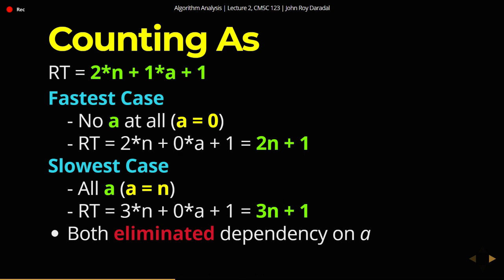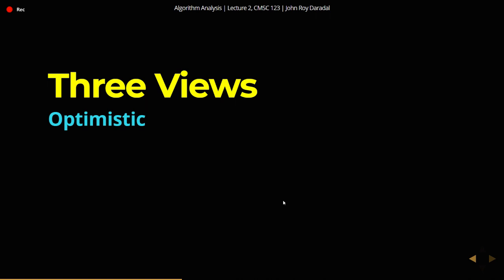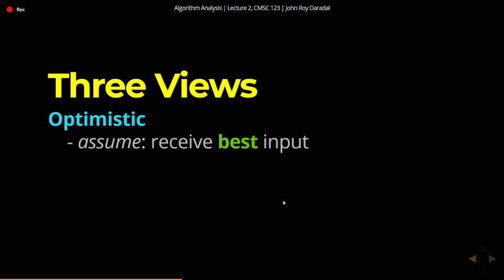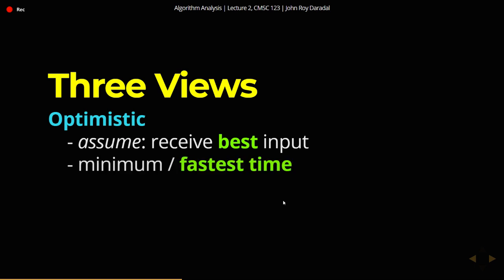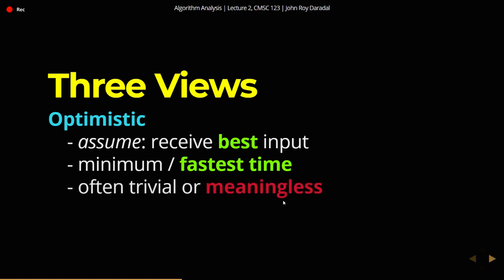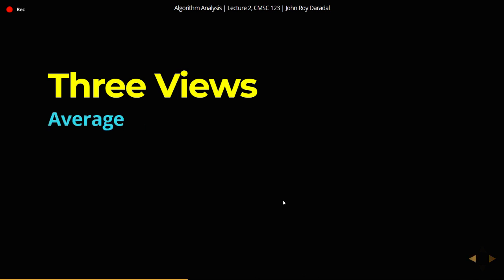So that is what we'll do to eliminate our dependence on the input structure. We'll have to make some assumptions. There are three views that we could take. We could be optimistic about it, and by that we mean we could assume that we'll receive the best input, so we'll get the minimum or the fastest running time. However, this is often trivial or meaningless because we don't necessarily get the best input all the time. Even if you assume that you'll get the best input, you're not guaranteed to have it. So we won't use the optimistic view.